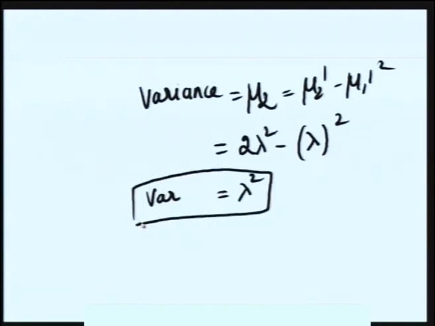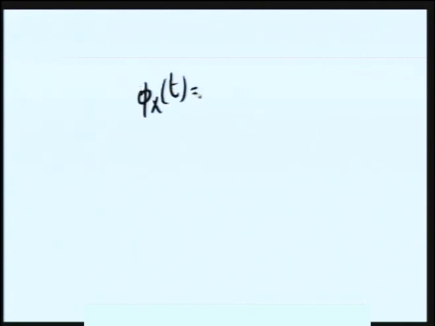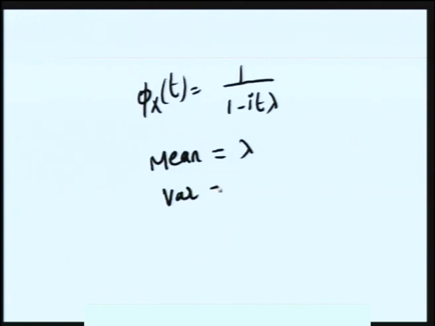Hence, summarizing the results, what all have we found out? We have found out φx(t) is equal to 1 by (1 − itλ), and we have found out the mean is equal to lambda, and we have found out the variance is equal to lambda square. Before going to the next problem, let us have a break.